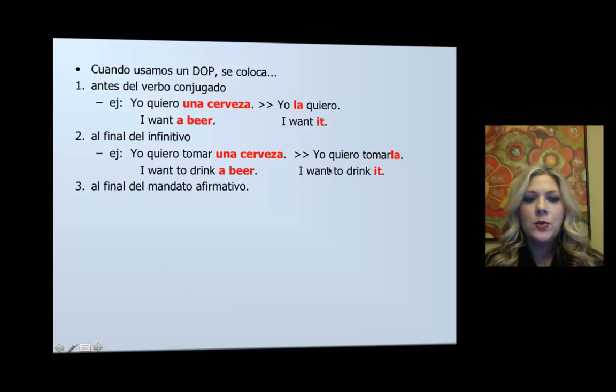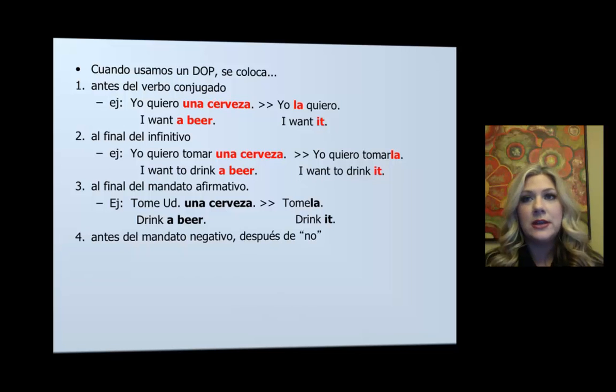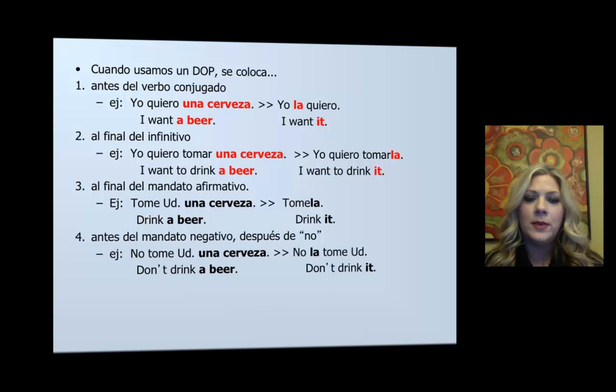Número 3, when we have affirmative commands, so we're commanding someone to do something. If you're not sure what commands are, then you should watch the video on mandatos formales, formal commands. Tome usted una cerveza. Tómela. Drink it. And when you have a negative command, when you're telling someone don't do something, then it goes before the verb. No tome usted una cerveza. No la tome usted. So these are the placement rules.